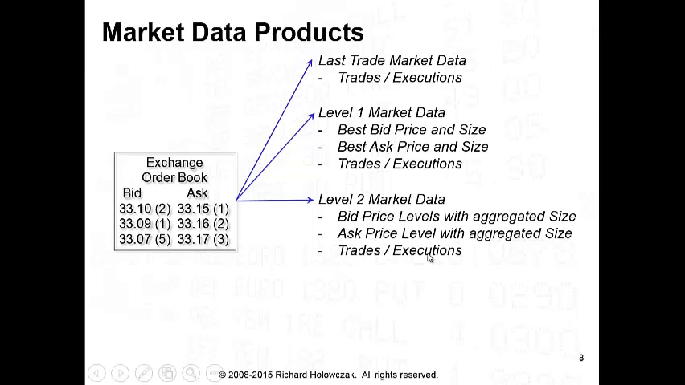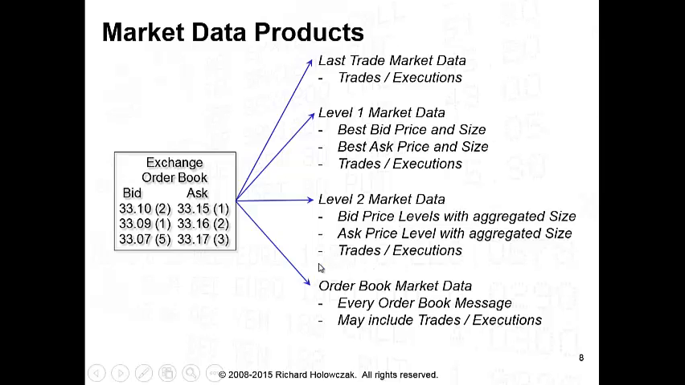Although there are some exchanges that do not give the trades and executions with their level two market data. They actually send that as a separate feed. And then finally, we would have very detailed order book market data. And this would be every order book message. So it may include trades and executions, but it's certainly going to include every add, delete, and modify message that the exchange takes on. And so this would be the most detailed data that we could get out of an exchange. So here we have 4 potential data sets that an exchange could send out.